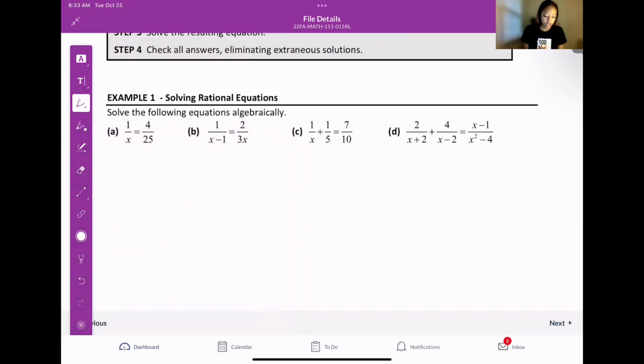Problem 1, solving 1 over x equals 4 over 25 using the LCD. I feel like we should also talk about how we can solve problems like this using cross multiplying, but that'll come up a little bit later. So let's just use the method that we're asked to use. If we look at our two denominators here, x and 25, the LCD would be 25x.